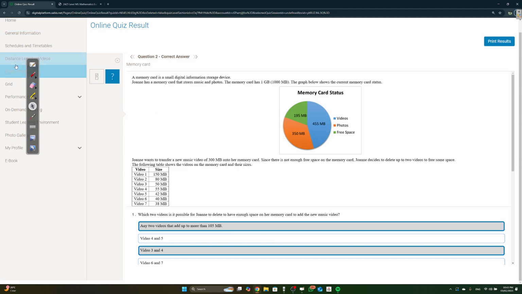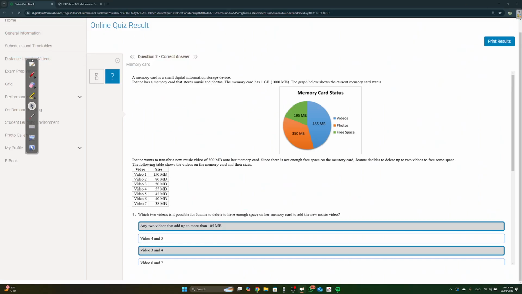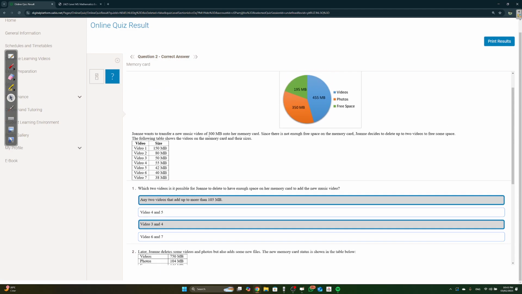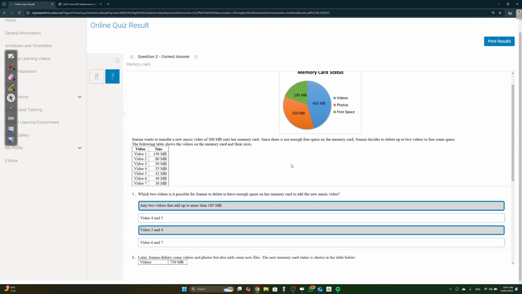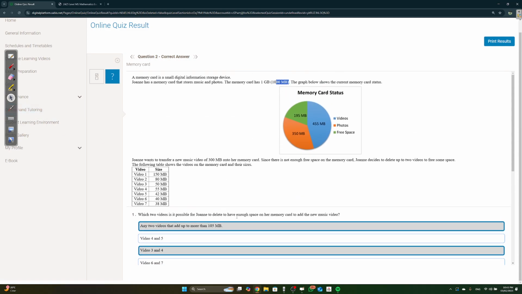A memory card is a small digital information storage device. Joanne has a memory card that stores music and photos. The memory card has 1 gigabyte, which is 1000 megabytes, and the graph below shows the current memory card status. Joanne wants to transfer a new music video of 300 megabytes onto her memory card. Since there's not enough free space, Joanne decides to delete 2 videos to free some space. The following shows the videos on her memory card and their sizes. So, which 2 videos is it possible for Joanne to delete to have enough space on her memory card to add a music video?